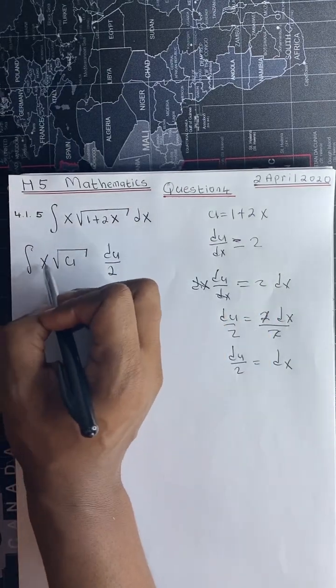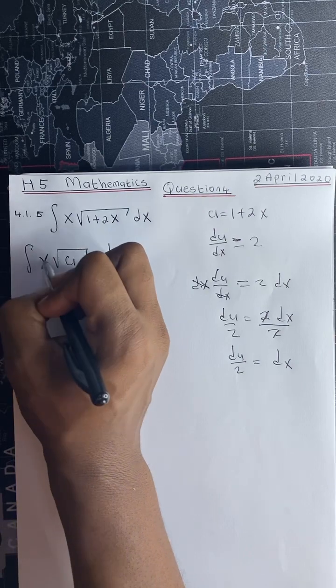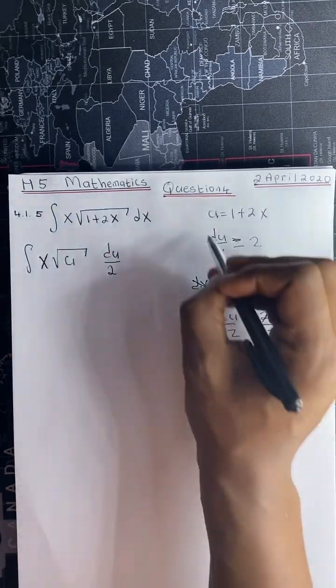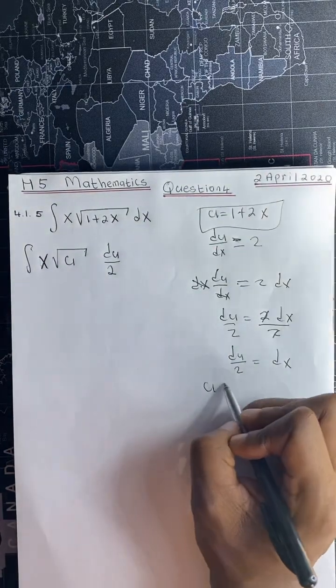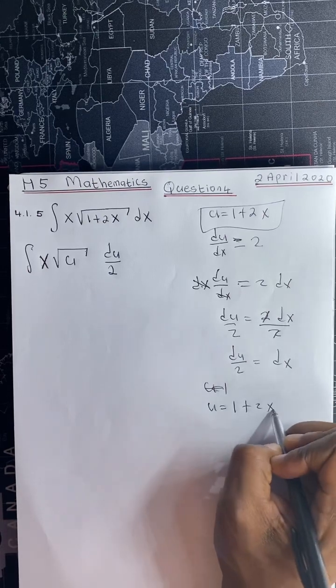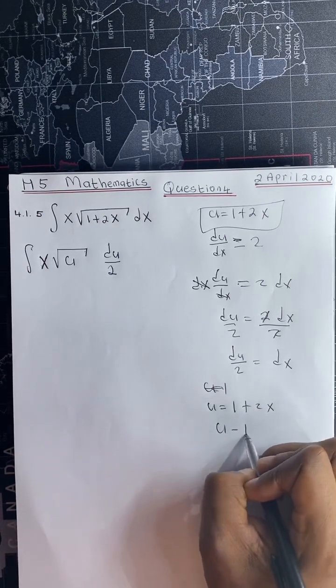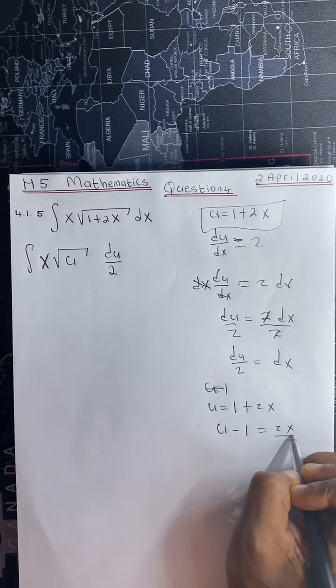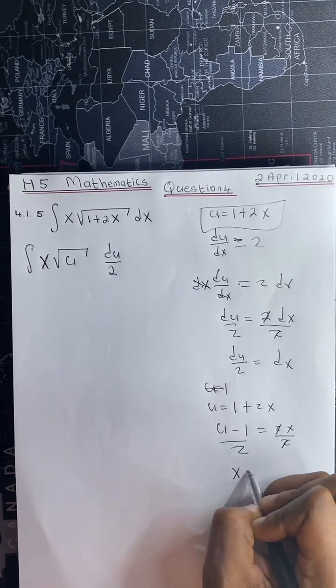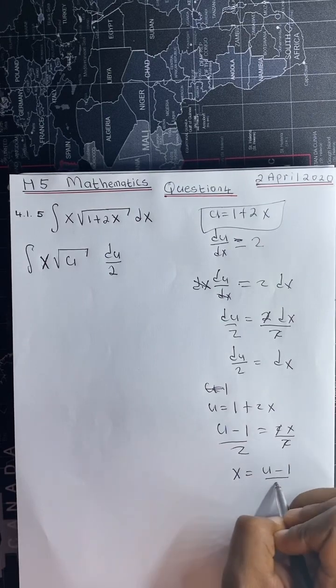So we have to get rid of that x so that we can integrate with respect to u alone. So we have that u is equals to 1 plus 2x. Let's make x the subject of the formula. We divide both sides by 2, and that 2 will cancel out with that 2, and x will be equals to u minus 1 over 2.